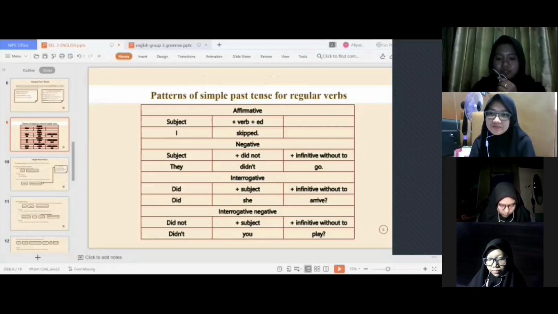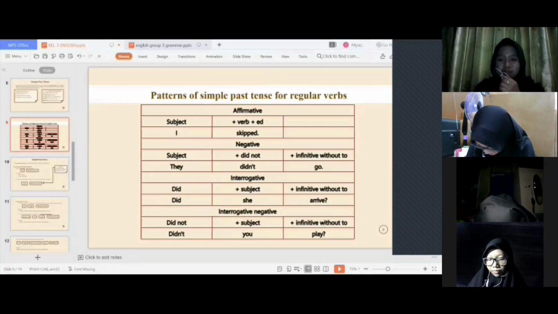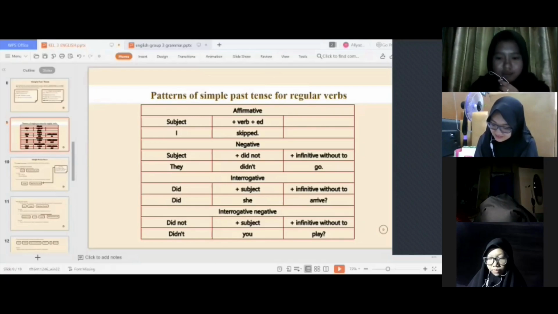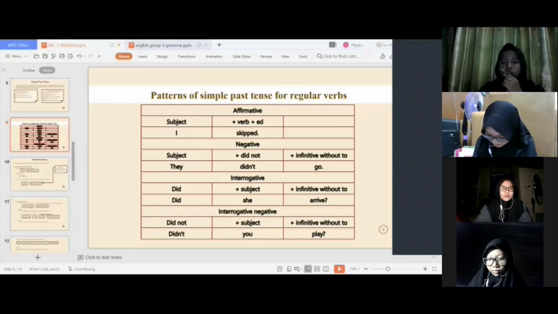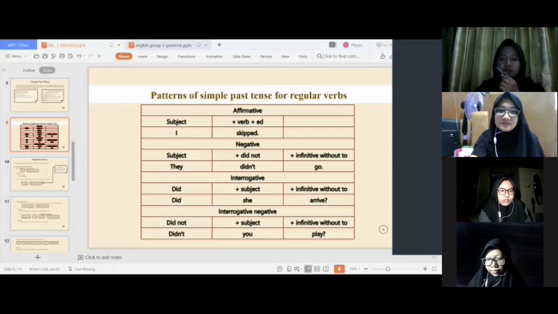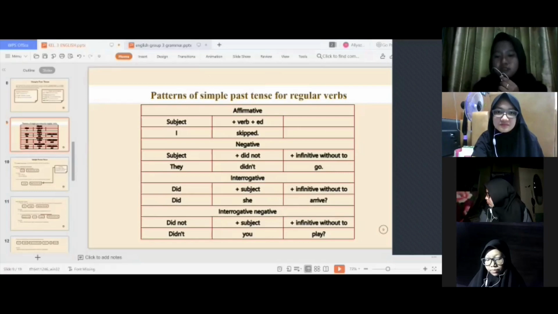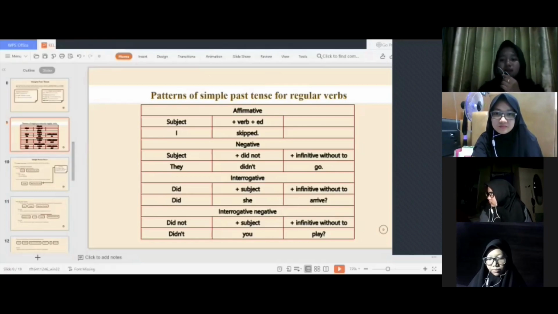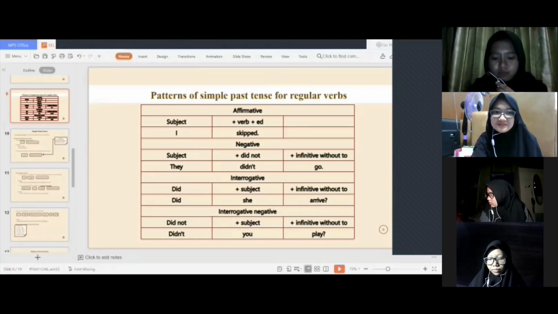Example positive sentence: subject plus verb 2 plus adverb of time. Subject, for example Ayu Dewi. Verb 2, the word work with the addition of -ed at the end. For example, study becomes studied, play becomes played. Adverb of time: just now, yesterday, last night, and last year.